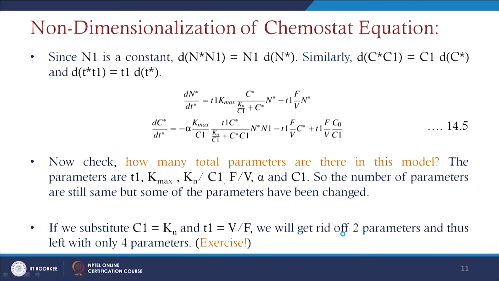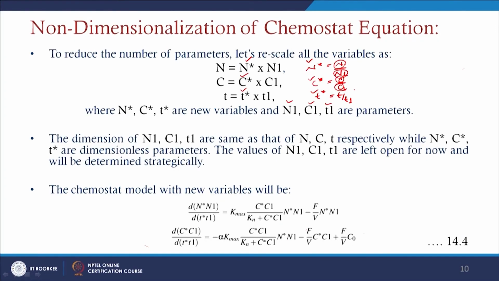Since n1, t1 and c1 are all constants, we can take these terms outside the differential operators. So d of n star n1 can be written as n1 into dn star, d of c star c1 as c1 into dc star, and d of t star t1 as t1 dt star. After putting all these terms, this equation is reduced to dn star by dt star. Here n1 and t1 have been taken out, and obviously they can be multiplied on the right hand side as t1 by n1.